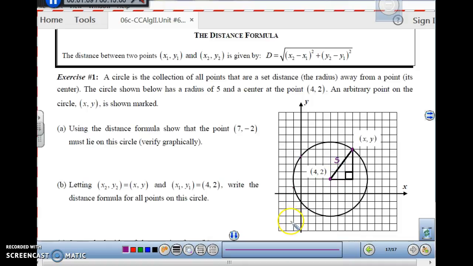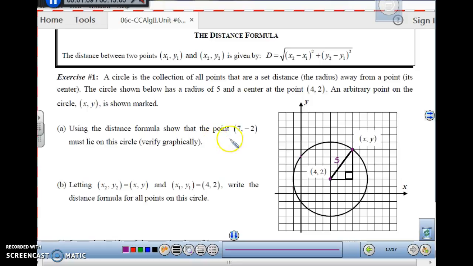So the radius of the circle is 5, the center is 4, 2. So this is just some random point x, y that is on the circle. Now, we are going to use the distance formula to figure out what the equation of this circle is going to be. So first of all, let's use the distance formula to show that the point 7, negative 2 must lie on the circle and verify it graphically.